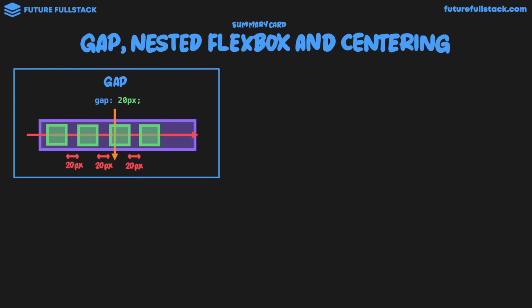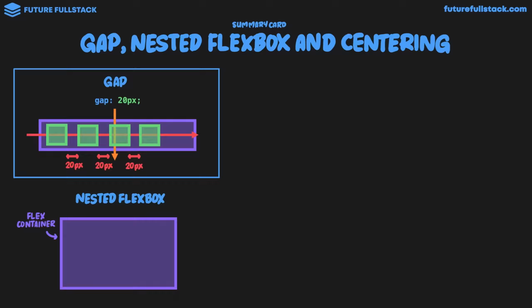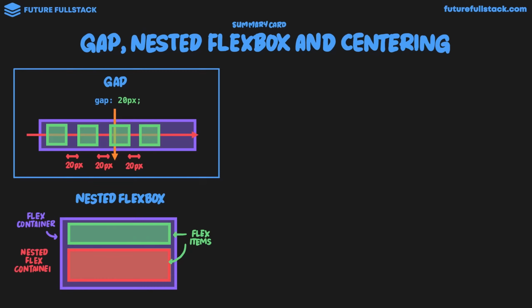In this chapter, we looked at nested Flexbox. We saw that we can have a Flex container with Flex items, and that we can convert Flex items into their own Flex containers, which is known as a nested Flex container. The nested Flex container has its own Flex items, which we can refer to as nested Flex items.